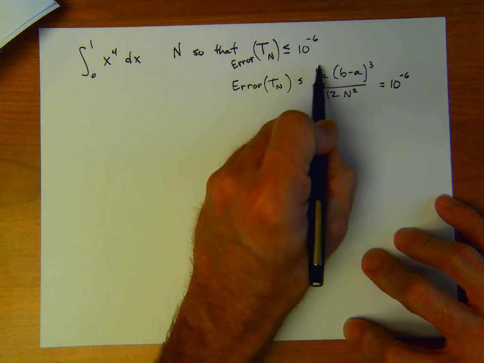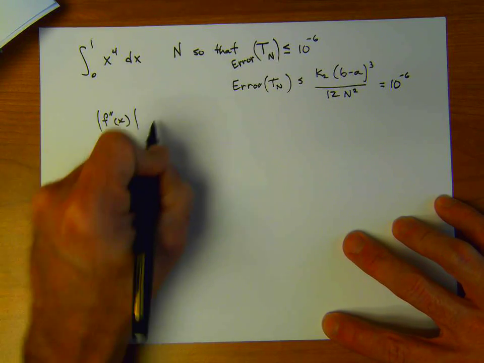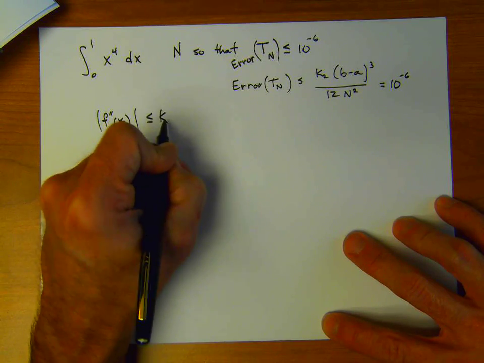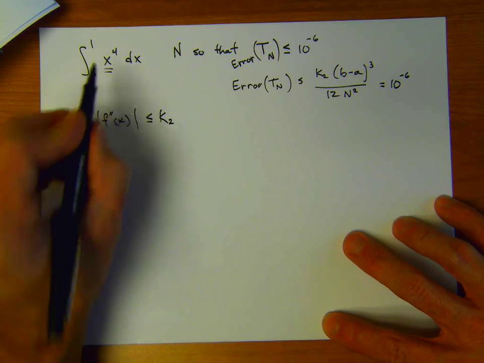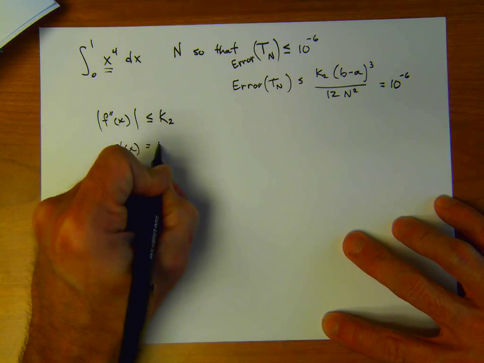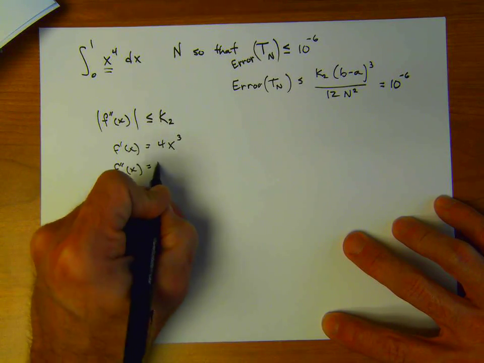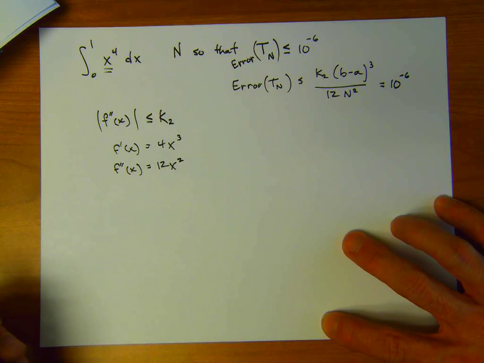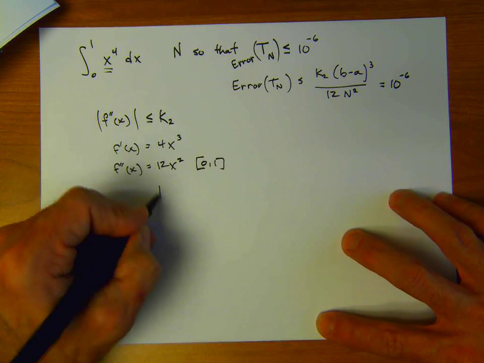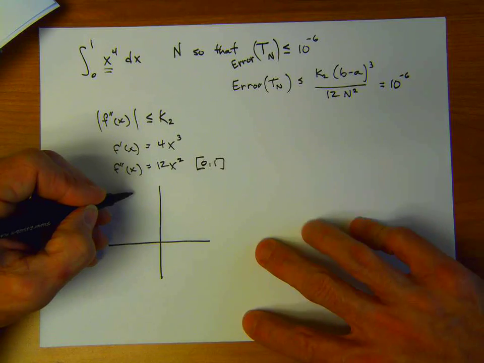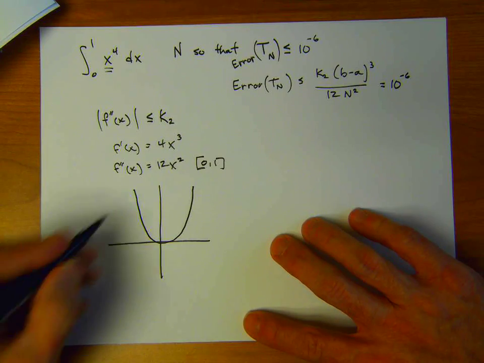All right, so let's start with k2. Remember, we just did it, it's the number that is basically the upper bound for the absolute value of the second derivative. So here's my f. f prime is going to be 4x cubed. f double prime is 12x squared. All right, and we're on the interval 0 to 1. So graphically, we can think about it. We have basically a parabola. Well, not symmetric, but just pretend.